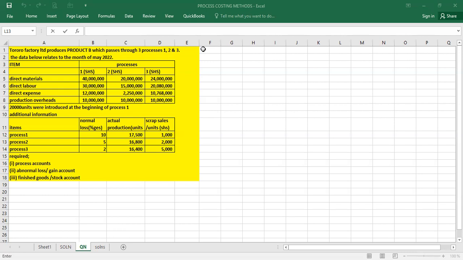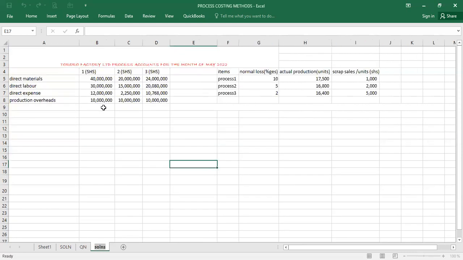Then we have the required. The required, part 1 or Roman number 1, is process accounts. We are required to calculate the process accounts, the abnormal losses or gain account, and the finished goods stock account. So we can go to where we are going to be doing our computations.